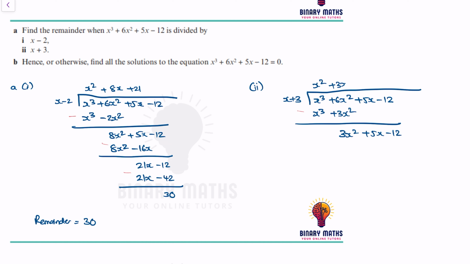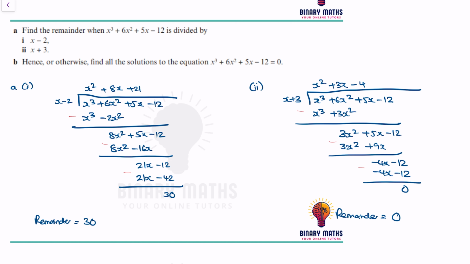It must be 3x. 3x times x is 3x squared. 3x times 3 is 9x. Again, I am subtracting. When I subtract, I get 5x take away 9x, which is minus 4x, take away 12. x times what gives me minus 4x is minus 4. So when I expand it, minus 4 times x is minus 4x, and 3 times minus 4 is minus 12. And when I subtract it, in this case, I'm left with 0. So the remainder is equal to 0.